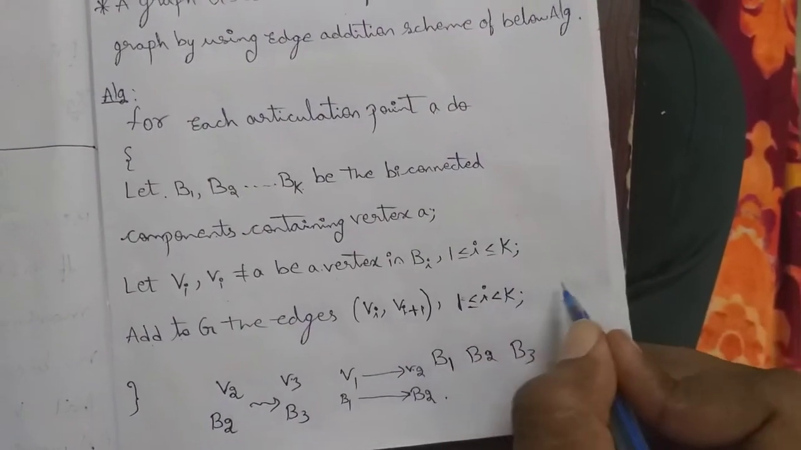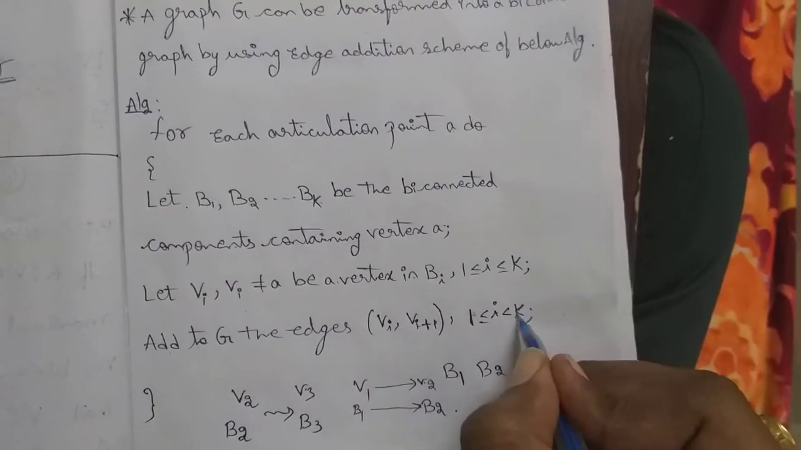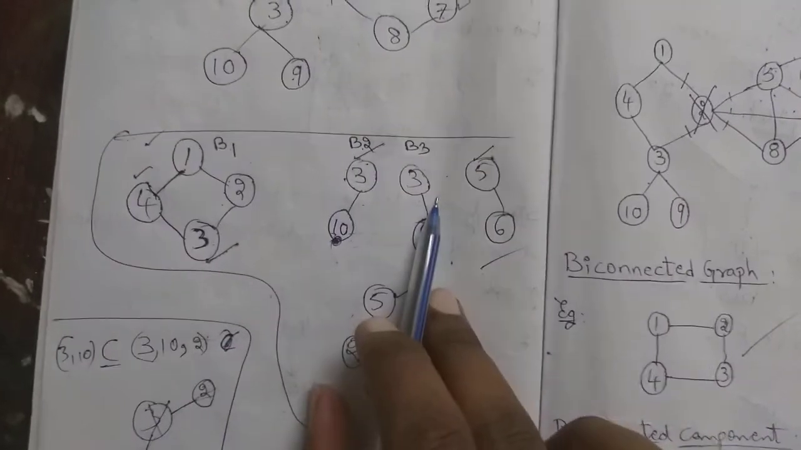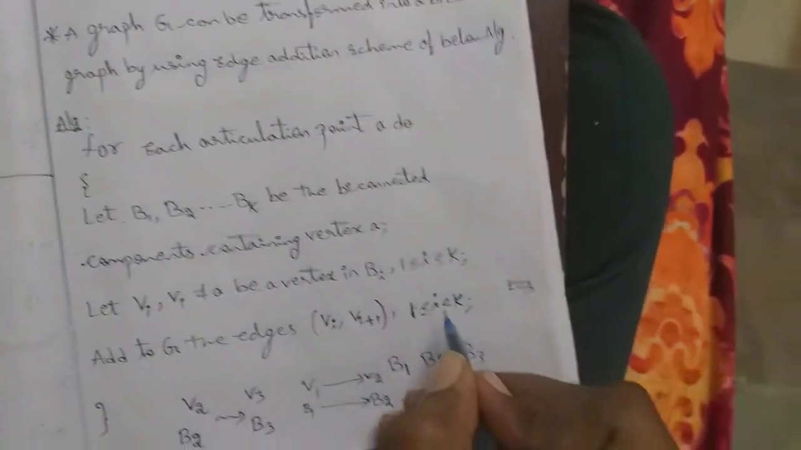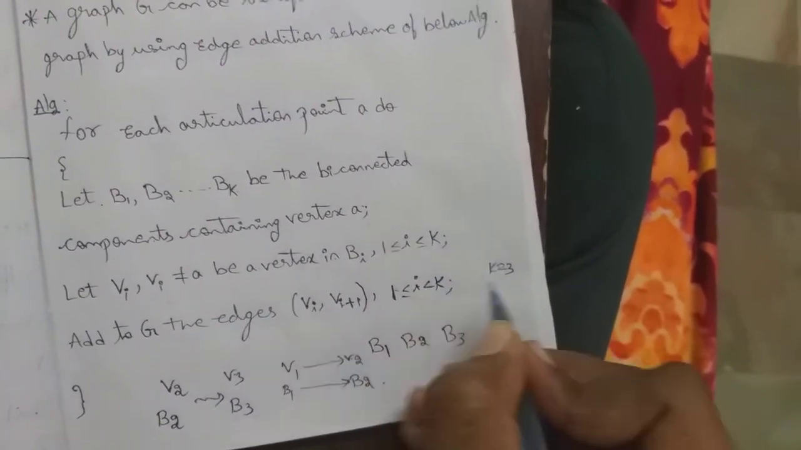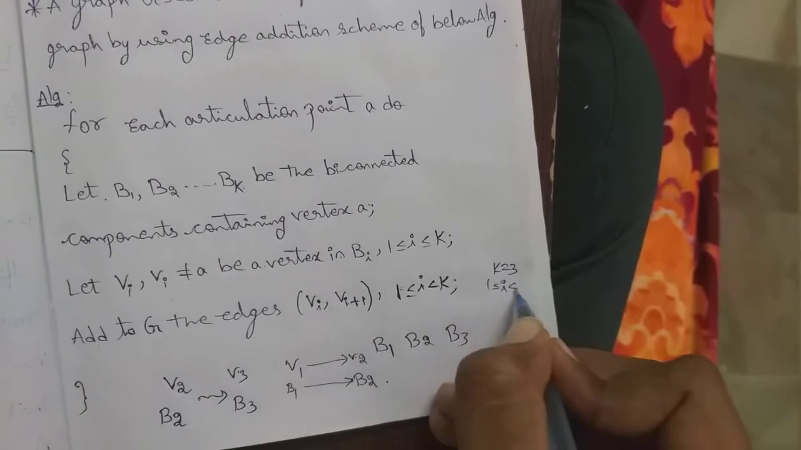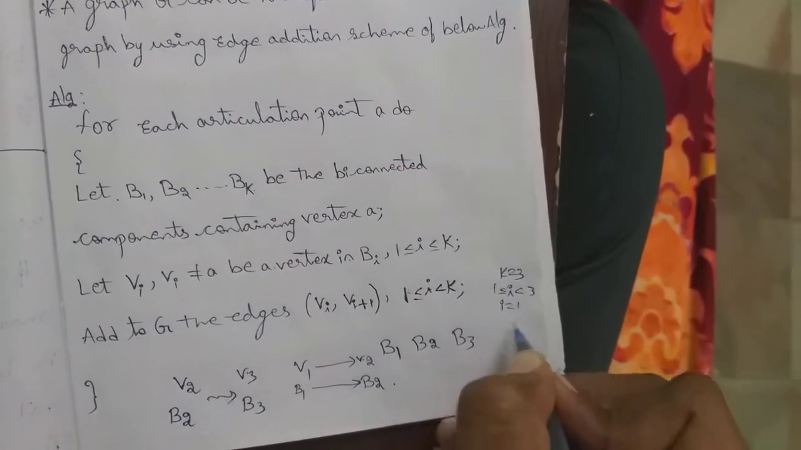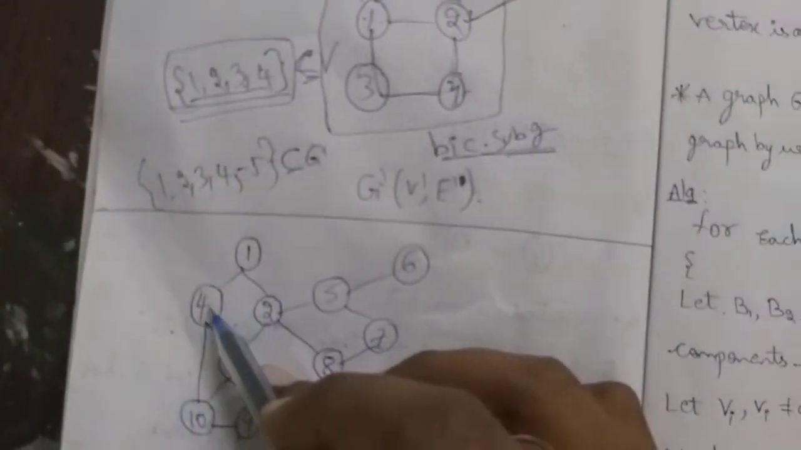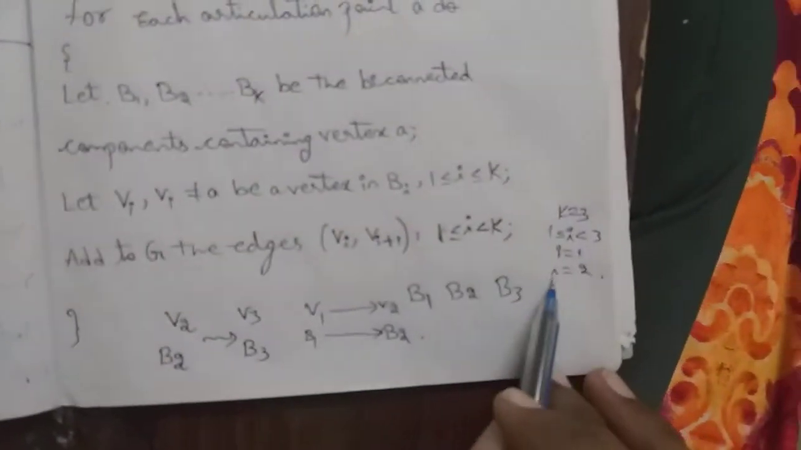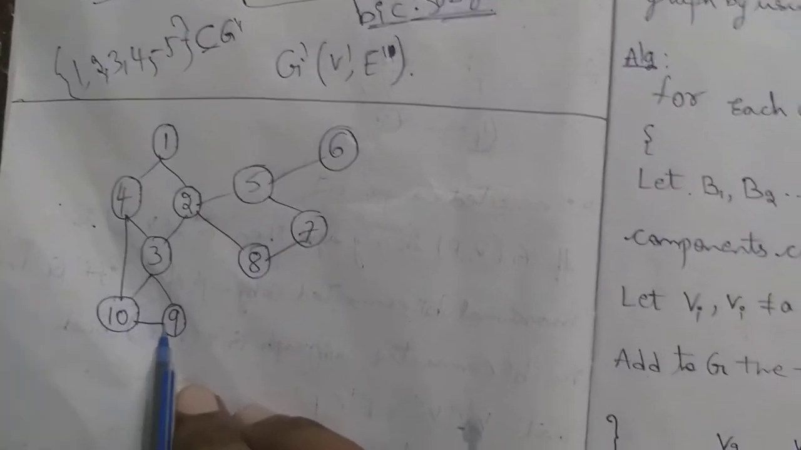Once this edge is added, can I consider i as 3 also? No, since k is 3 here, we have only 3 biconnected components having articulation point 3. Our algorithm says consider i greater than or equal to 1 and less than 3. It means i is equal to 1 and i is equal to 2. For i equal to 1, we have added edge 4 to 10, and for i equal to 2, we have added edge 10 to 9.